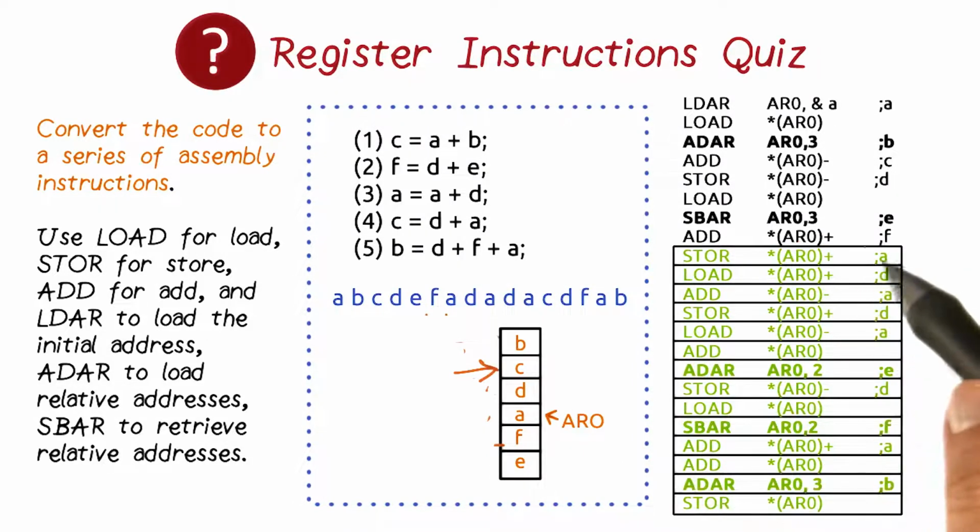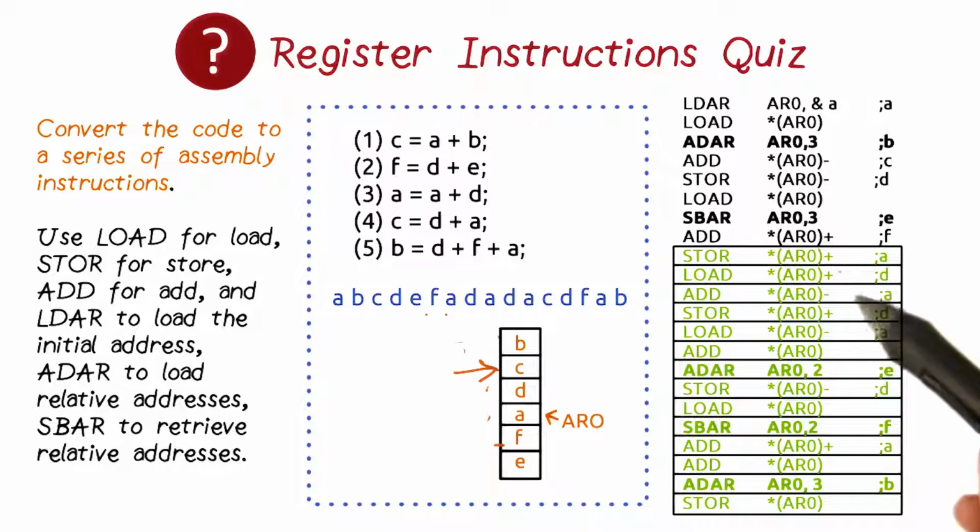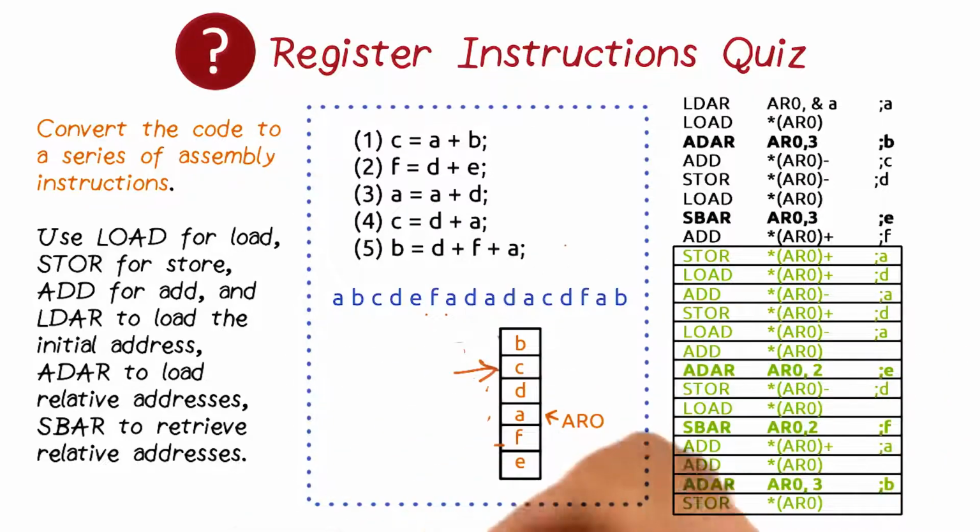So it's a fairly complex sequence here, but if you follow the logic here and keep track of where you are and add either increment or decrement, or if it is more than one, then use ADAR or SBAR, you will get the sequence here which is shown, which implements this whole code.